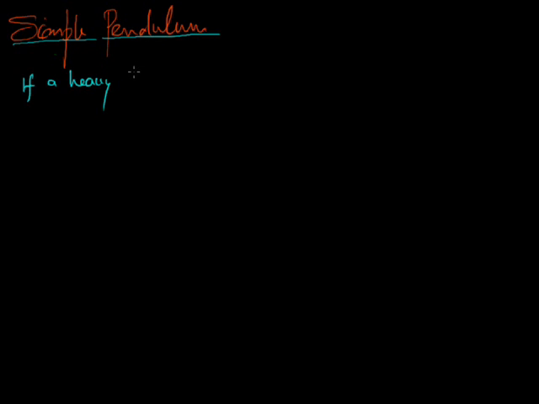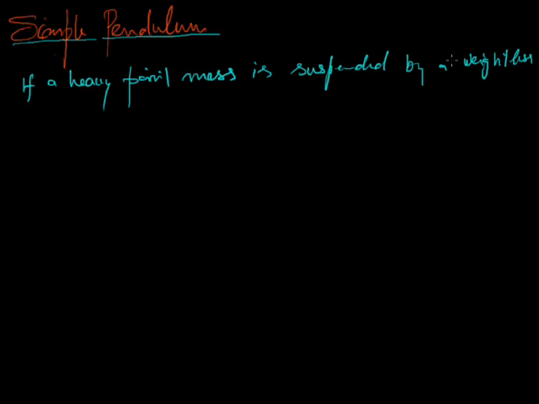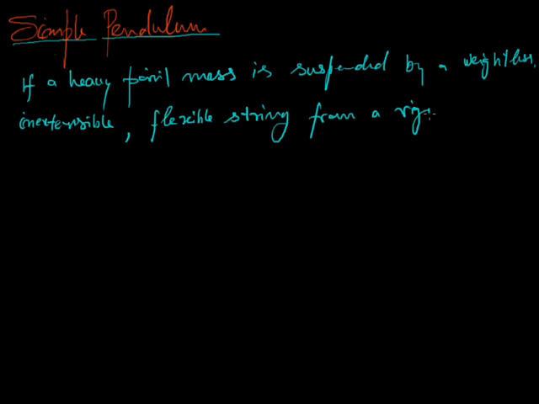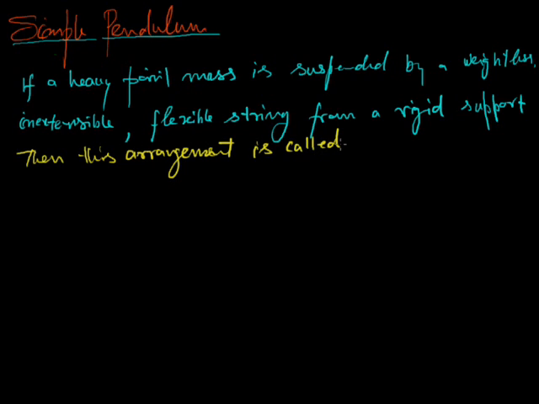Now our next topic is simple pendulum. The definition of pendulum is: if a heavy point mass is suspended by a weightless, inextensible, perfectly flexible string from a rigid support, then this arrangement is called a simple pendulum.